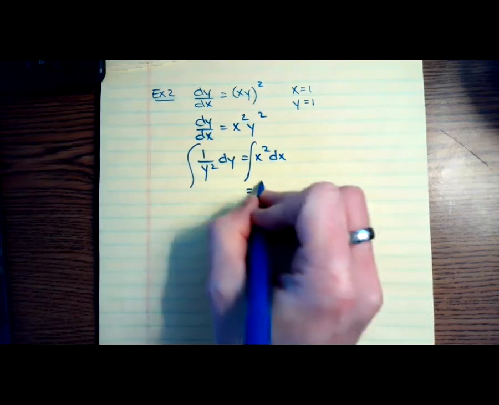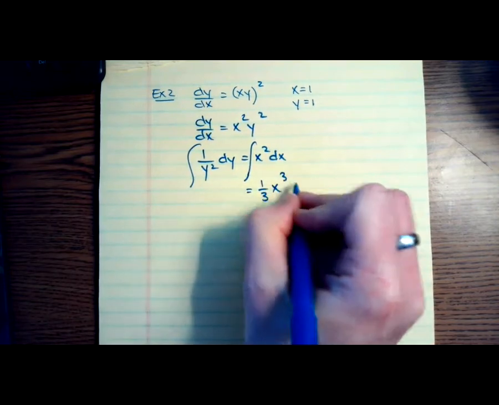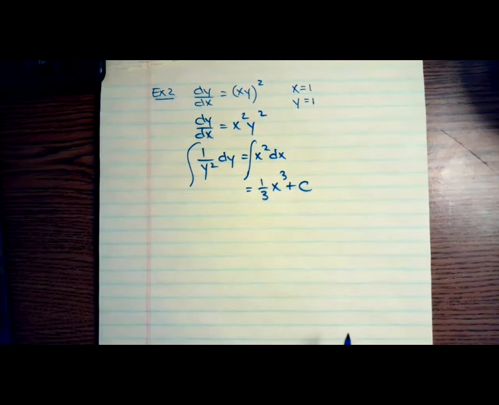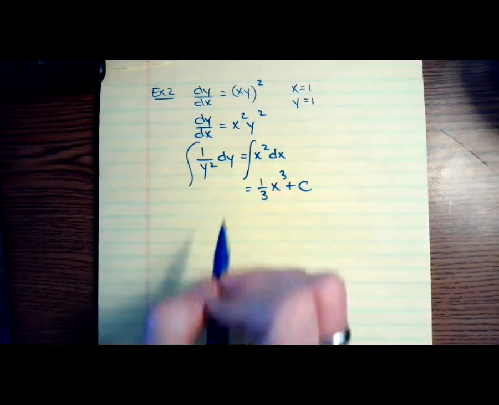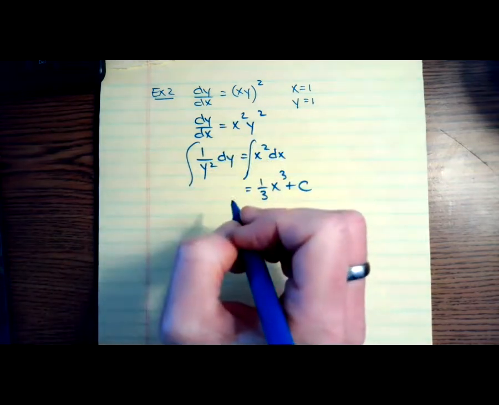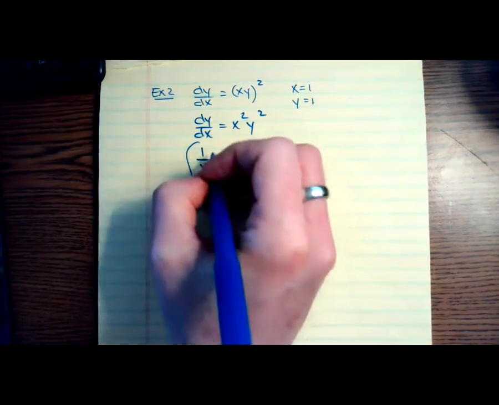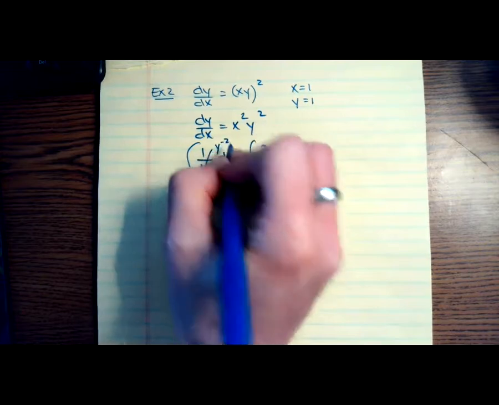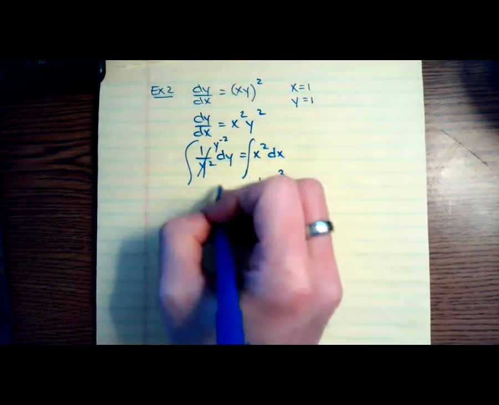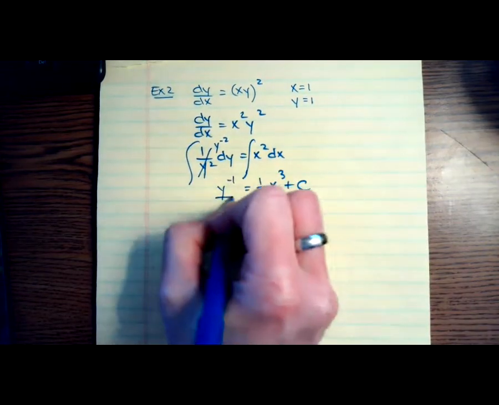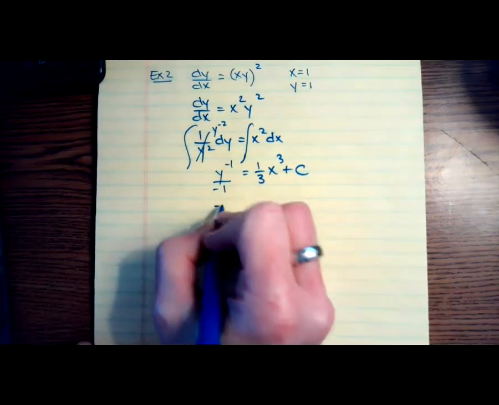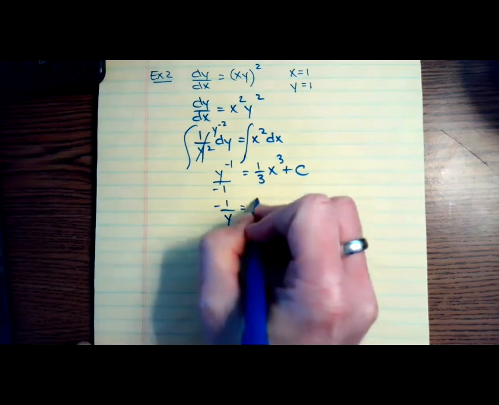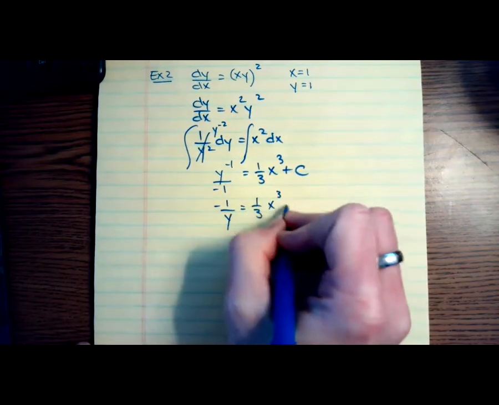Obviously, this side is 1/3 x cubed plus c. And this side, be careful. Some of you might want to say ln of y squared. Nope, nope, nope, nope, nope. That's only when I have 1 over y to the first. This expression is really y to the negative second. So I need a power rule. So I get this. I'm just going to rewrite this. I'm not solving anything, but just so I can see it a little bit easier.